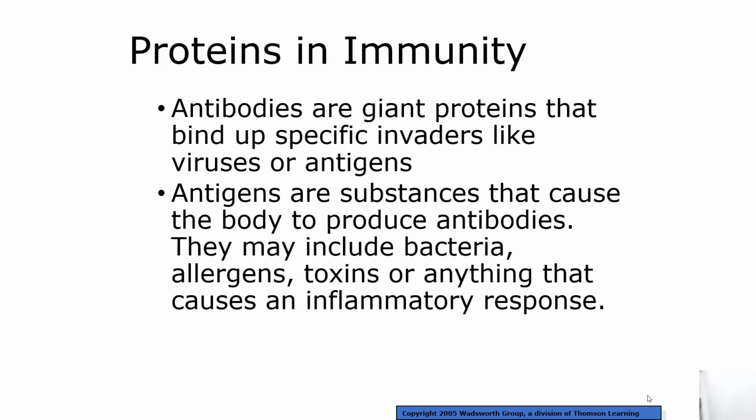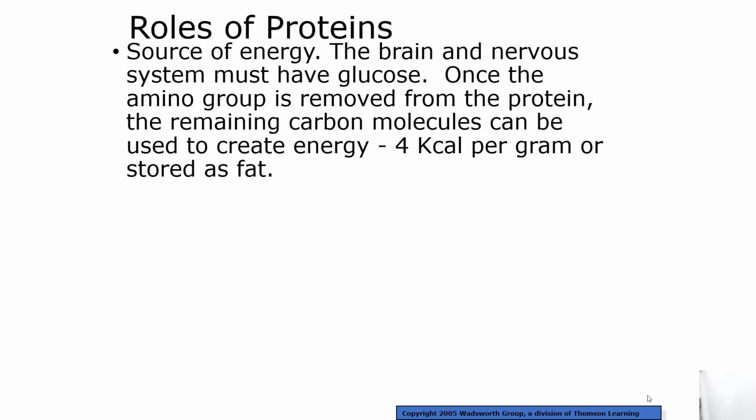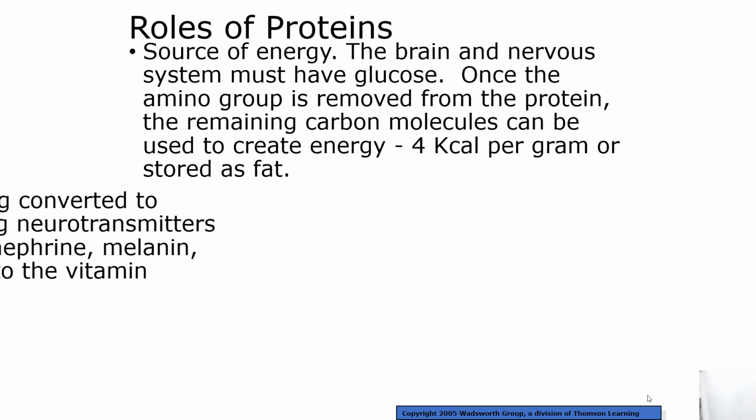Proteins in immunity. Antibodies are giant proteins that bind up specific invaders like viruses or antigens. Antigens are substances that cause the body to produce antibodies. They may include bacteria, allergens, toxins, or anything that causes an inflammatory response.